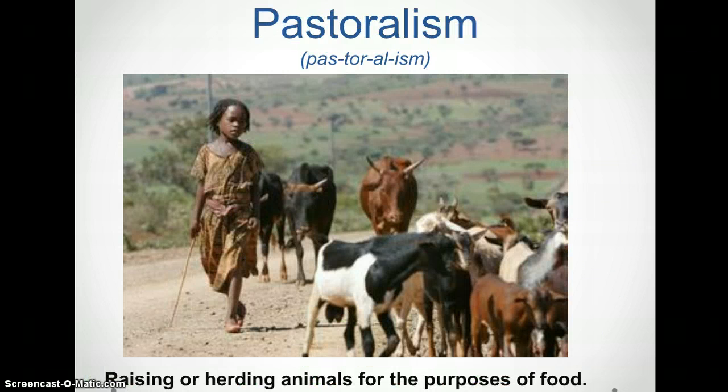The next word is pastoralism, and this was also part of the Neolithic era. It has to do with keeping and raising animals. So it's raising or herding animals for the purposes of food. We can see in this picture there's cattle and some goats that this particular boy is herding, and this could be used for food in his community.